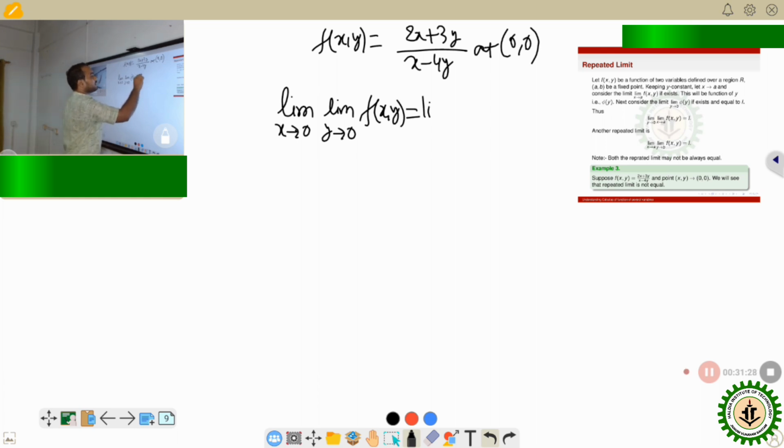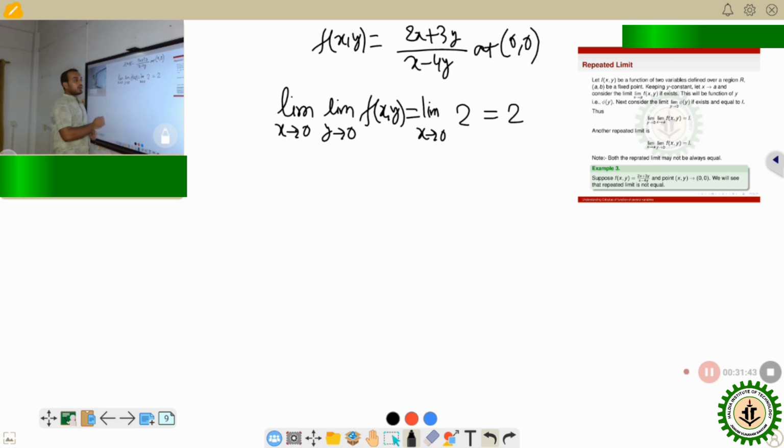will be basically limit x tending to 0. Since we are taking y tending to 0 first, that means substituting the value of y to be exactly 0, you will get 2, and this is exactly equal to 2.